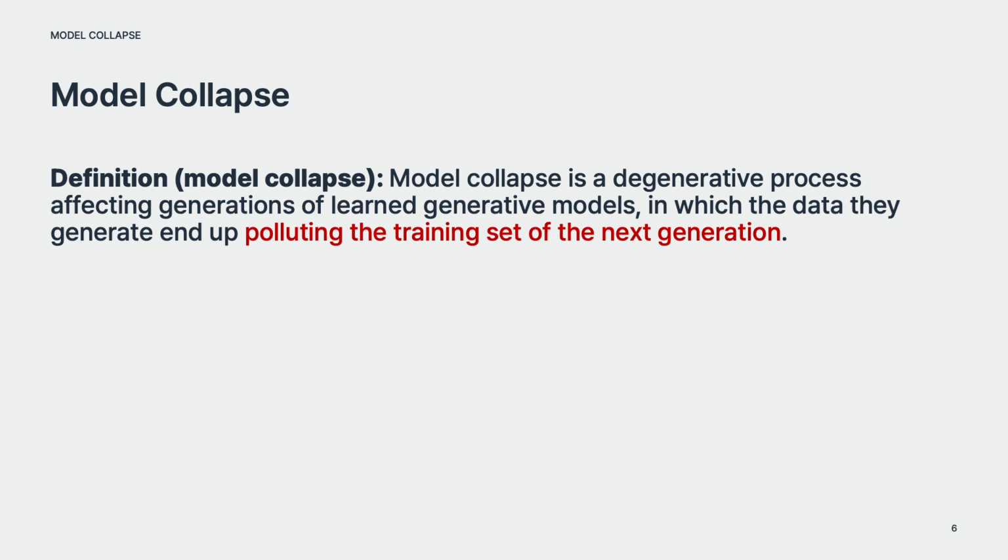Formally, model collapse is defined as a degenerative process affecting successive generations of generative models. In this process, data generated by one generation pollutes the training set of the next. The term pollution emphasizes that the issue is not incorrect labels or noise. Instead, the problem is systematic bias introduced by repeated sampling from learned distributions. Over time, this bias reshapes the dataset itself.